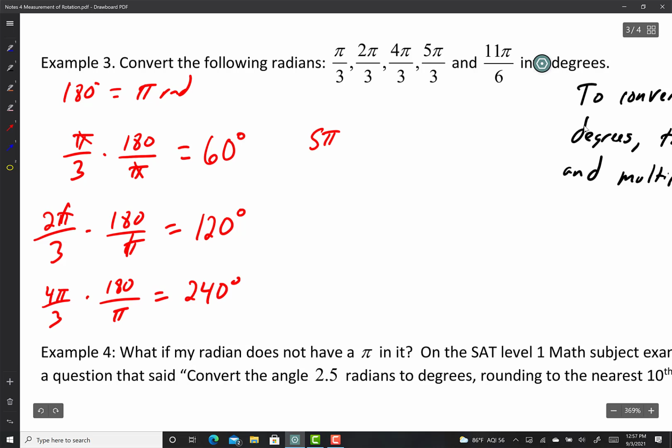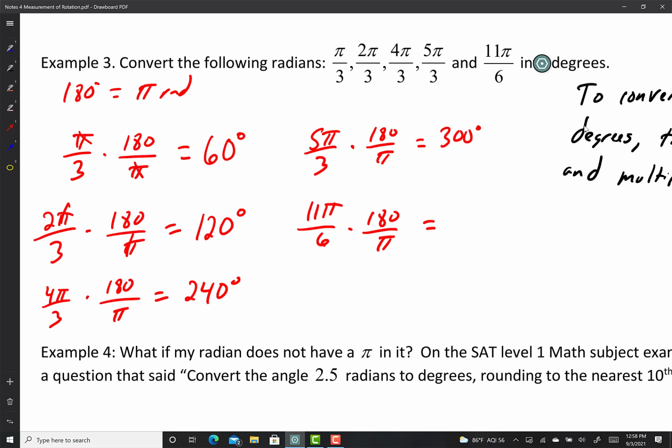Let's go to the next one. 5 pi over 3 times 180 over pi. Let's see, 6 times 5 is 30, so 300. And then the last one. 11 pi over 6 times 180 over pi. 6 goes into 18 3 times. 11 times 3, so 330. How do you feel?